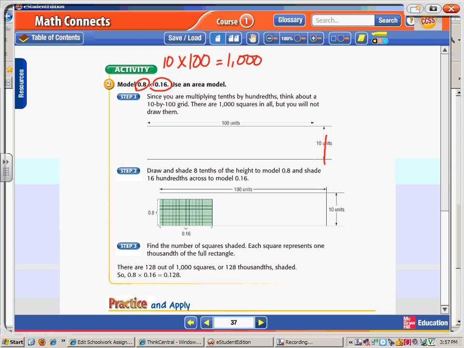Okay. So if we were going to take something like 8 tenths times 16 hundredths, we would count up 8, and we go across 16, and then we're going to shade that in, and then we're going to end up counting how many cubes fall within that. And when we count, we're going to see that we have 128 thousandths.